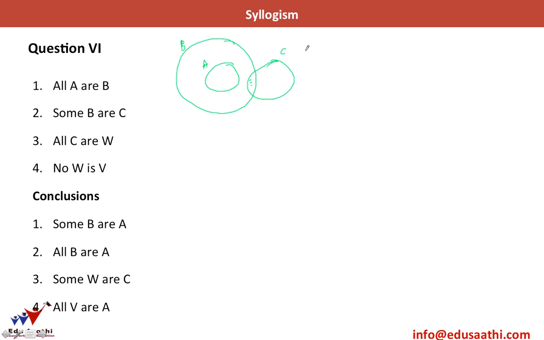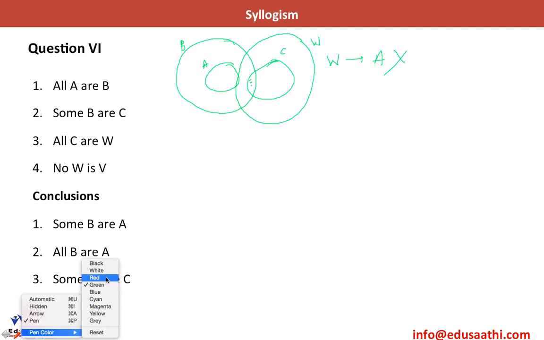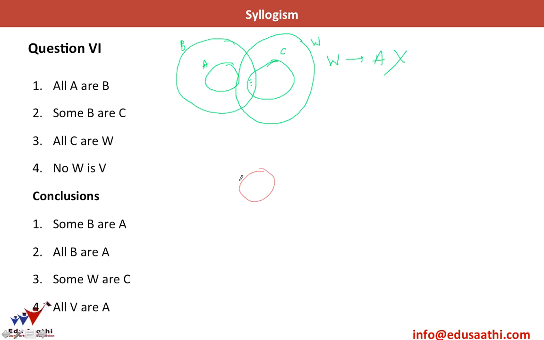All C are W. I'll draw a bigger circle mentioning W. Now why is this diagram for W wrong? Because I've just made a slight intersection with A and I do not know the relation between W and A. I do not know. So I cannot say that they intersect. So I'll draw this entire diagram again. I have A here. I have B. Then I have C here. And then I have a W here. No intersection between W and A. So this is incorrect only because of this.